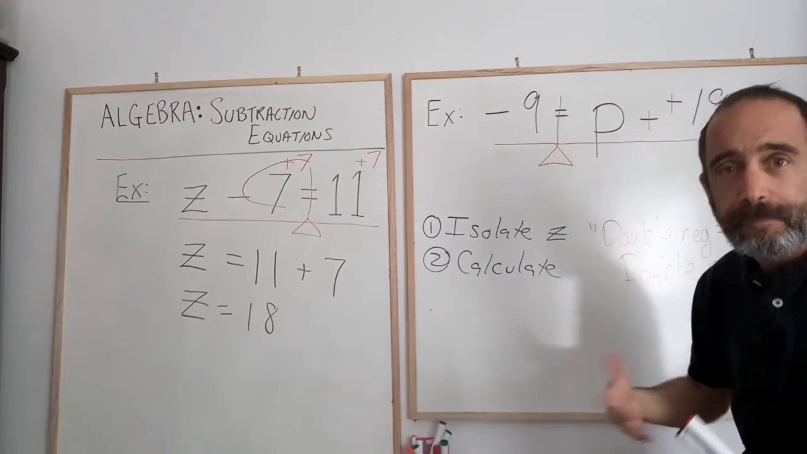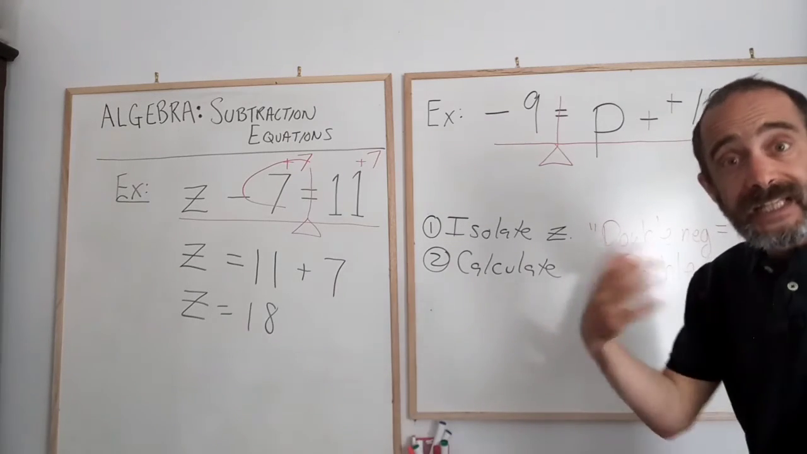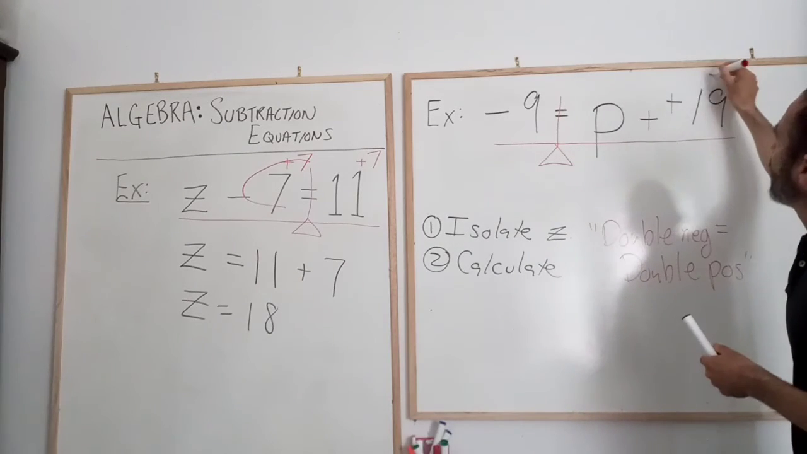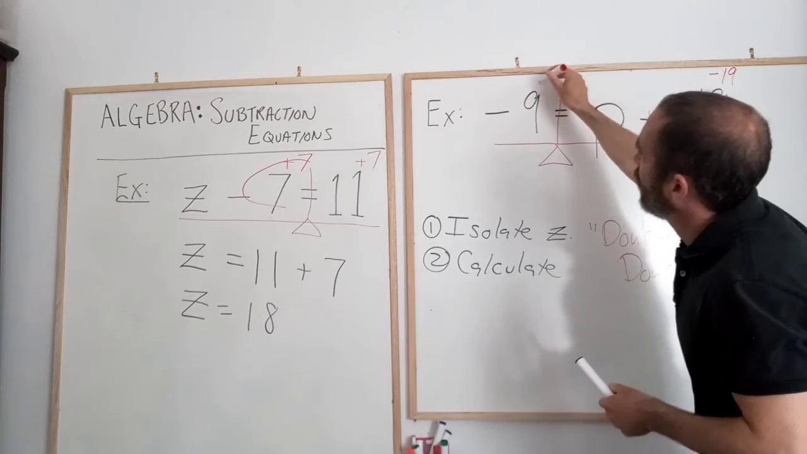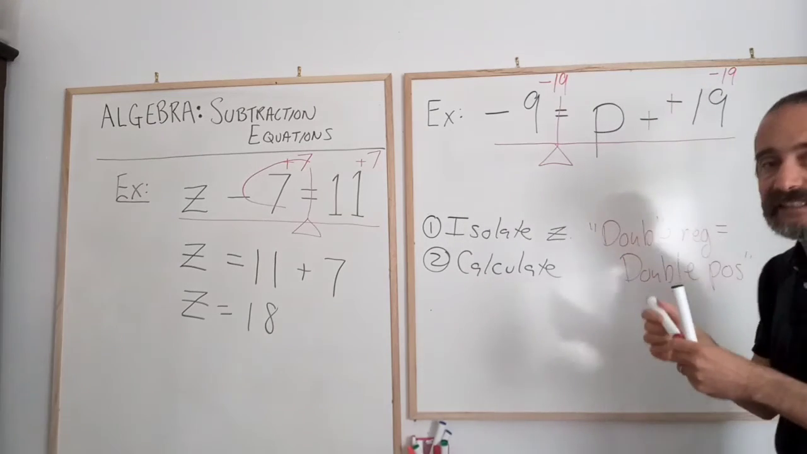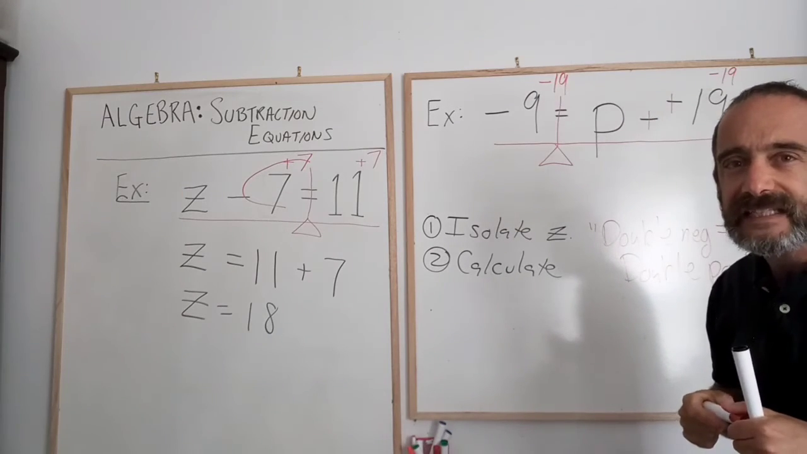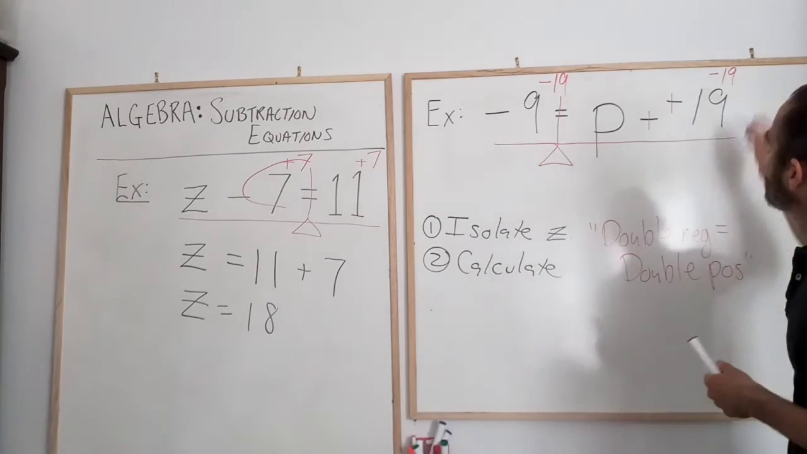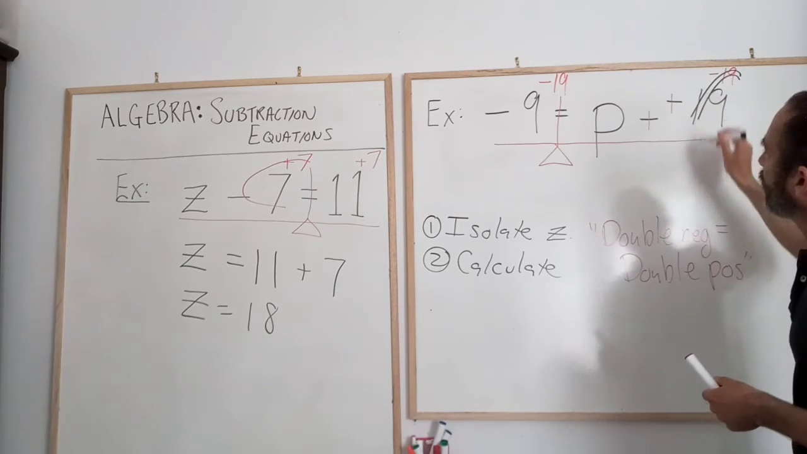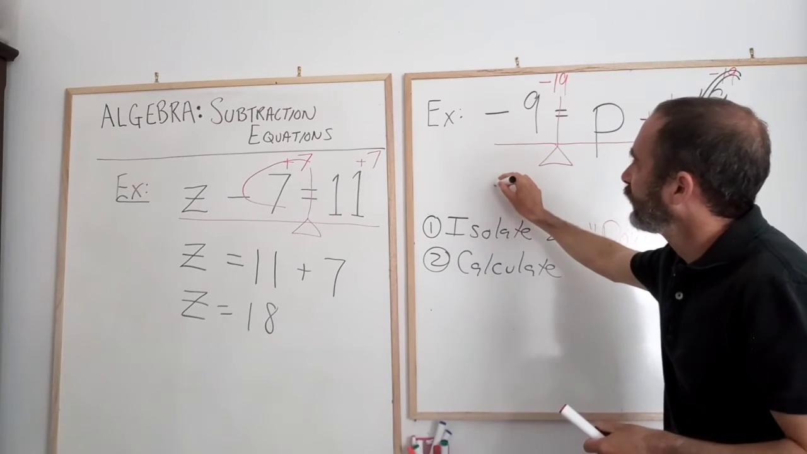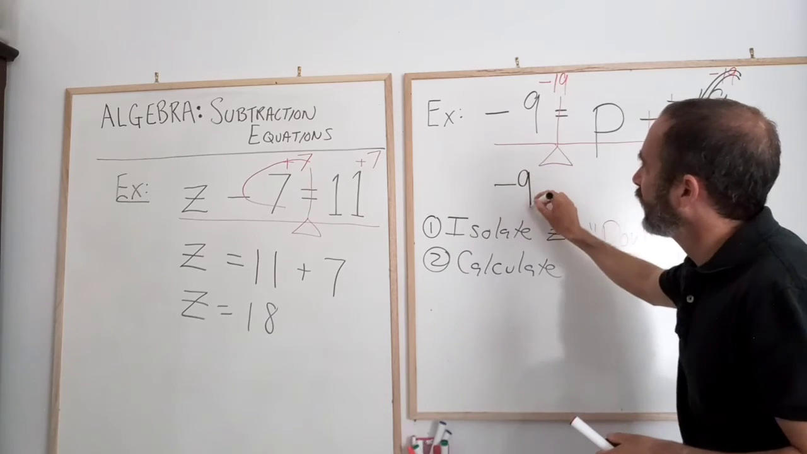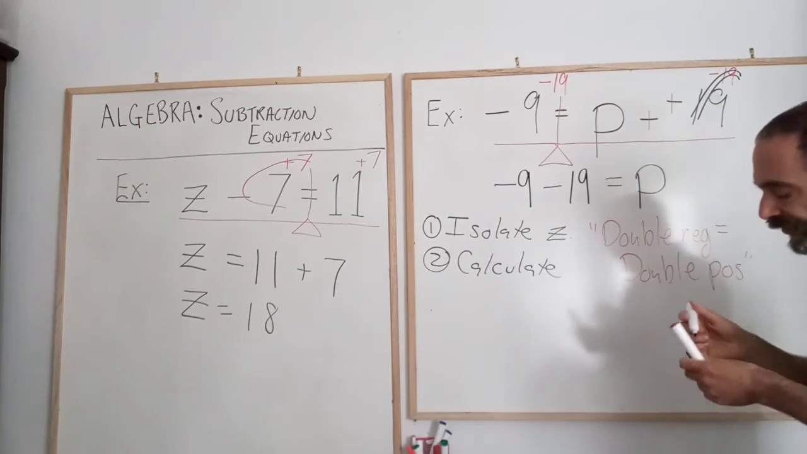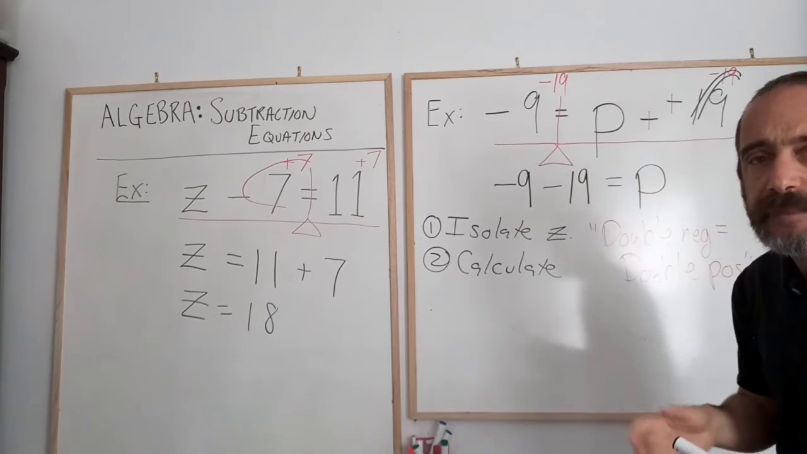So how do we get rid of a plus 19? Do the inverse of adding. We have to subtract. So if we subtract 19 from this side, we also have to subtract 19 from that side. So we subtract 19 from both sides. 19 minus 19 is 0. They've canceled out, right? And then when I rewrite this, I have negative 9 minus 19 is equal to p. So now I've isolated p. I've gotten p by itself.